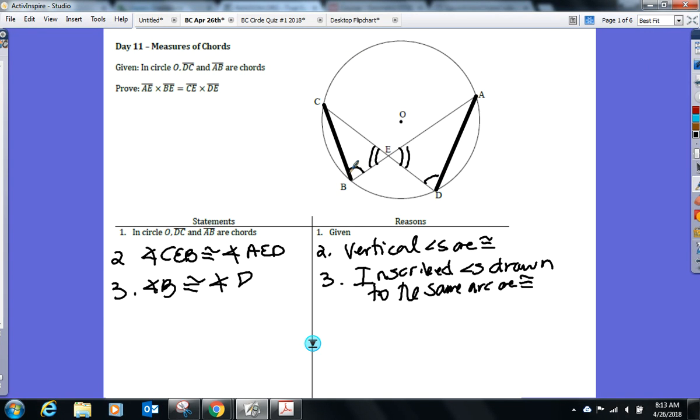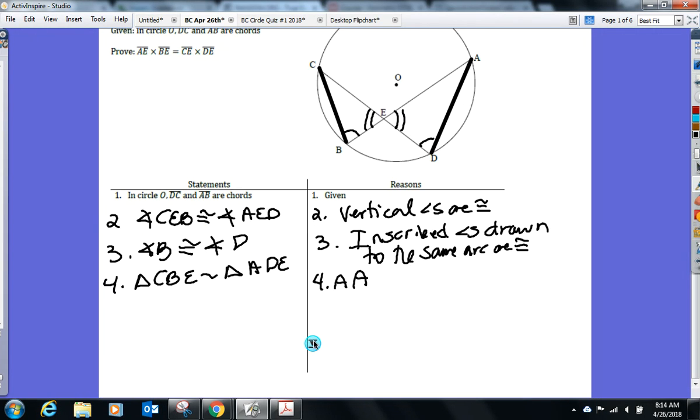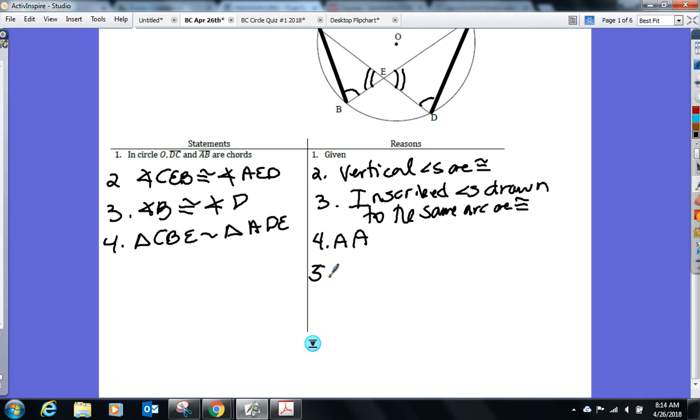Go ahead, write a similarity statement now. Triangle CBE similar to triangle ADE. Angle, angle. Katie mentioned before means and extremes. There's a step before that, though. There's a step in between the triangles being similar and the whole means and extremes being equal. Anybody remember that step? Or maybe just the reason. Heck, Madeline?